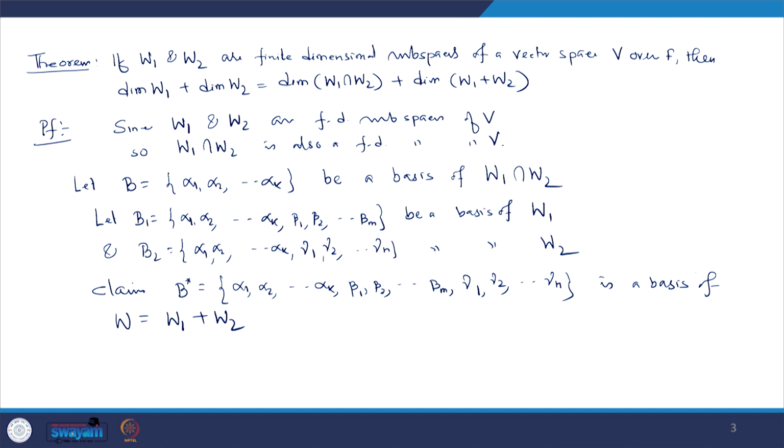So, first I have to show that B star spans W, and second I have to prove that B star is linearly independent. So, first is B star spans W which is equal to W1 plus W2. Okay. Now, to prove that one, what I have to do? We know any element w belonging to capital W can be written as w is equal to something like w1 plus w2, where small w1 belongs to capital W1 and small w2 belongs to capital W2.